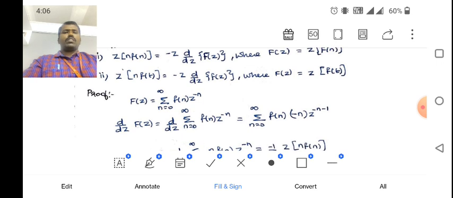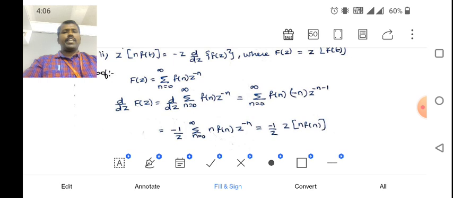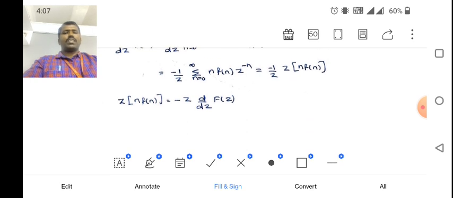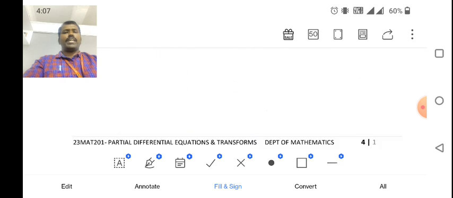F(z) equals summation n equal to 0 to infinity f(n) z power minus n. d by dz of F(z) equals d by dz of summation n equal to 0 to infinity f(n) z power minus n, which is summation f(n) into minus n z power minus n minus 1. That equals minus 1 by z summation n equal to 0 to infinity n f(n) z power minus n, equal to minus 1 by z into Z of n f(n). So Z of n f(n) equals minus z d by dz F(z).